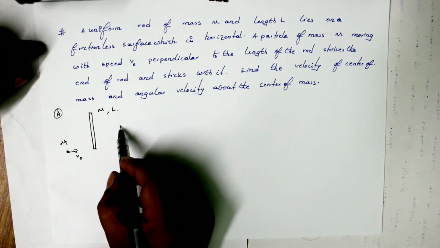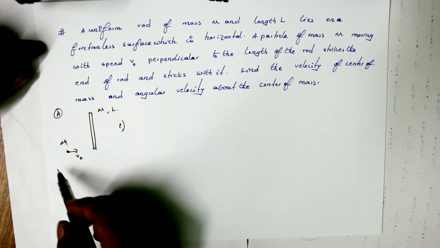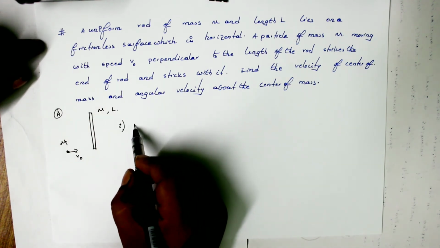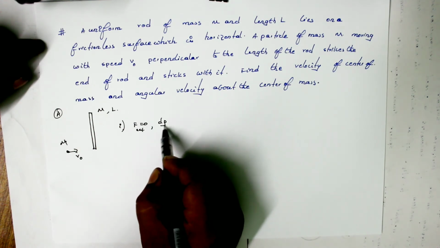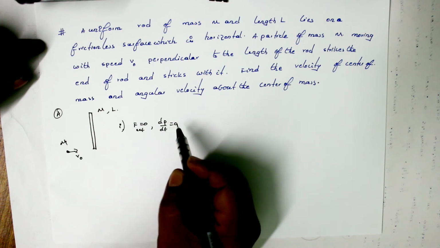The velocity of the center of mass we can calculate very easily, because on the total system the external force acting is 0. If the external force is 0, dp by dt, the change of linear momentum, is also 0.